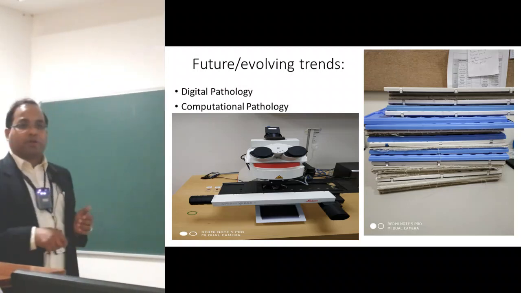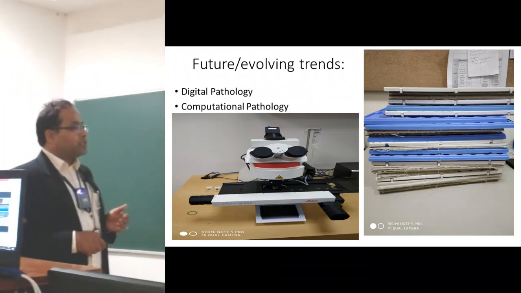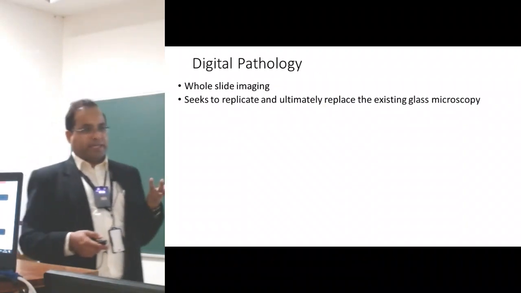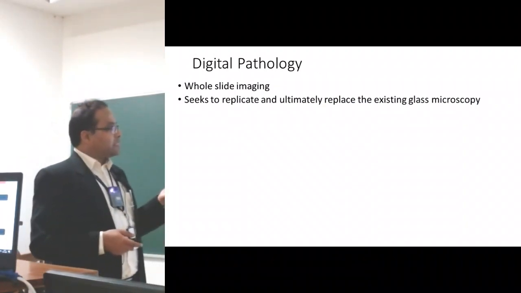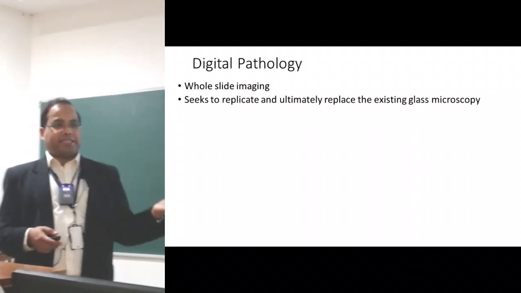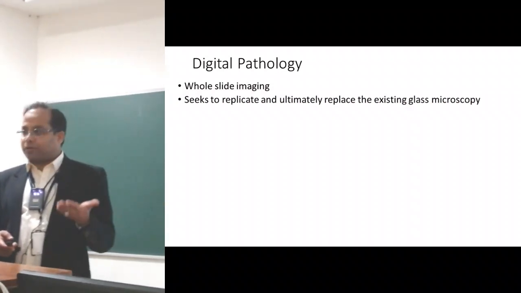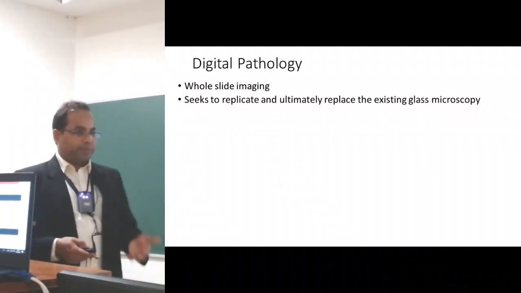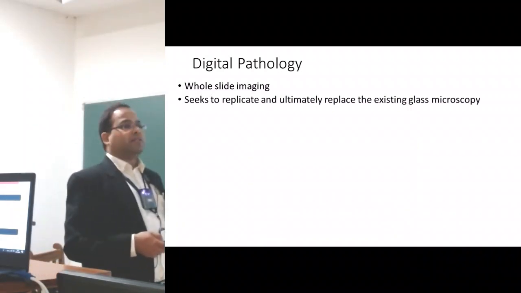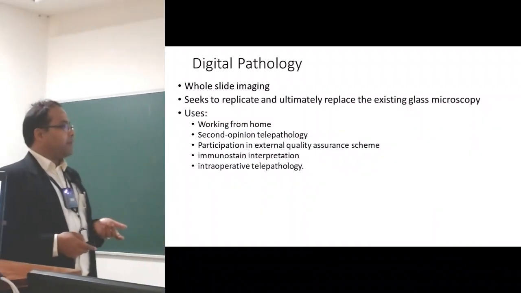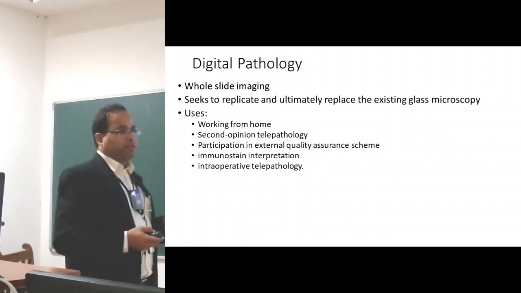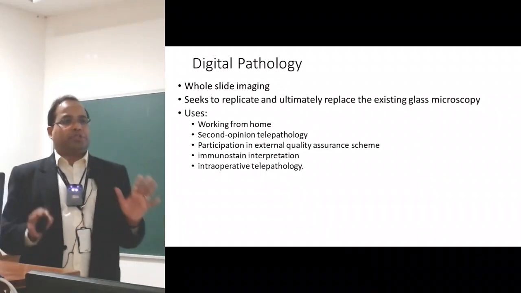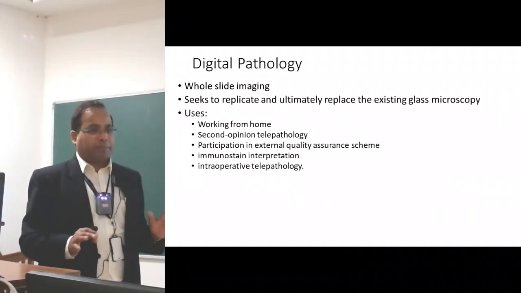This is our digital pathology scanner. What it does is whole slide imaging. Whole slide imaging means it will scan the entire slide, and instead of seeing the glass slide under the microscope, I will see the pictures of it on the computer. So it is seeking to replicate and ultimately replace the existing glass microscopy. So what are the uses of digital pathology? As of now, we do not use digital pathology for our routine work, but it can be used.